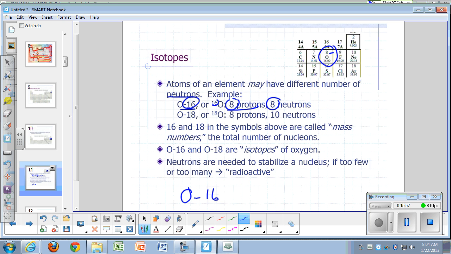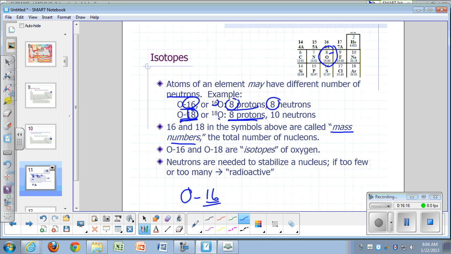Okay? Oxygen 18, again, since it's oxygen, we know it should have 8 protons. And so in order to have a total of 18 nucleons, so that number that you cite after the symbol, or as a superscript behind the symbol, that's what we call the mass number. That's the number of nucleons.